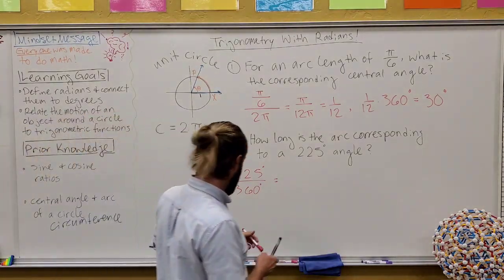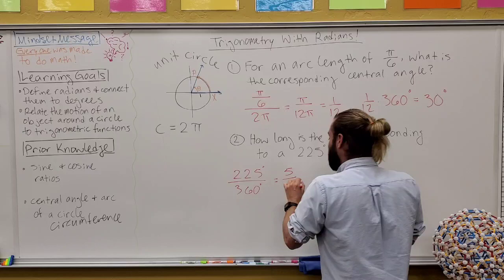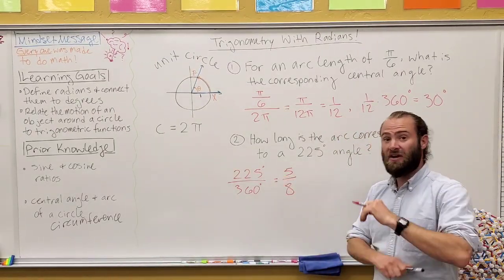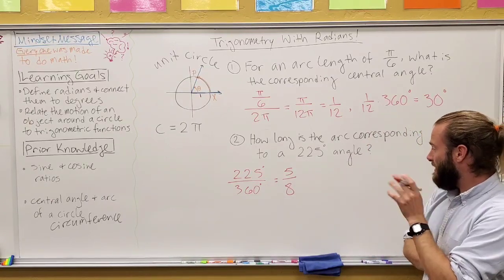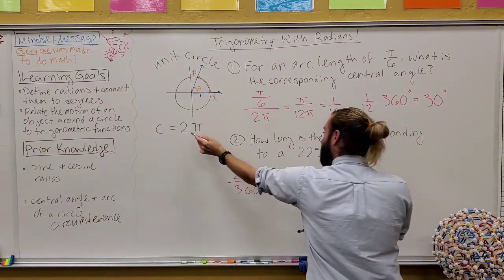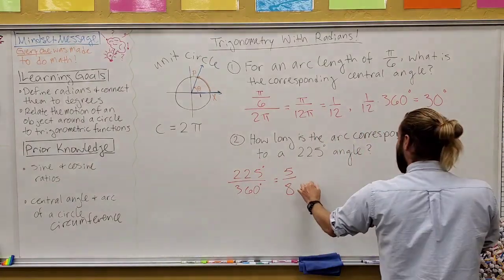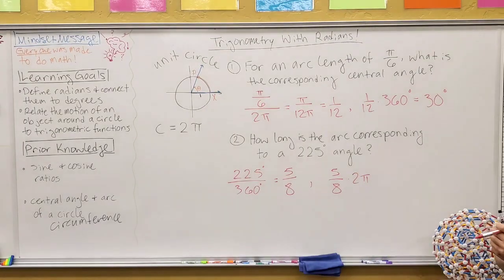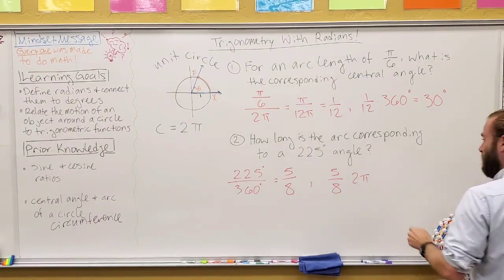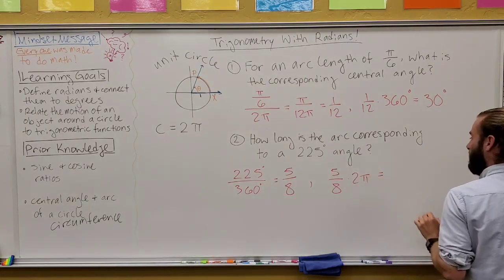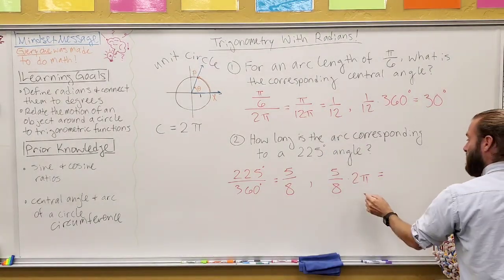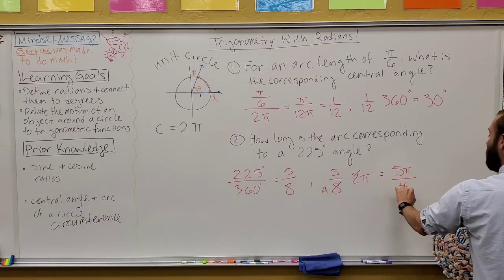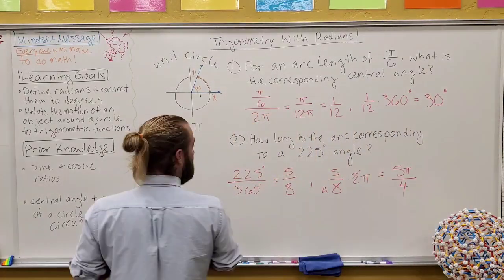5/8. Lazy me. So what we have here is 5/8 of the circle has been covered for a 225 degree angle. And that means we want to take 5/8 of that, right? So 5/8 times 2 pi is going to give me how much of that circumference, right? What that actual arc length would be. And this is literal length we're talking here, right? Looks like the 2 and the 8 cancel. Looks like I get 5 pi over 4 as my arc length.